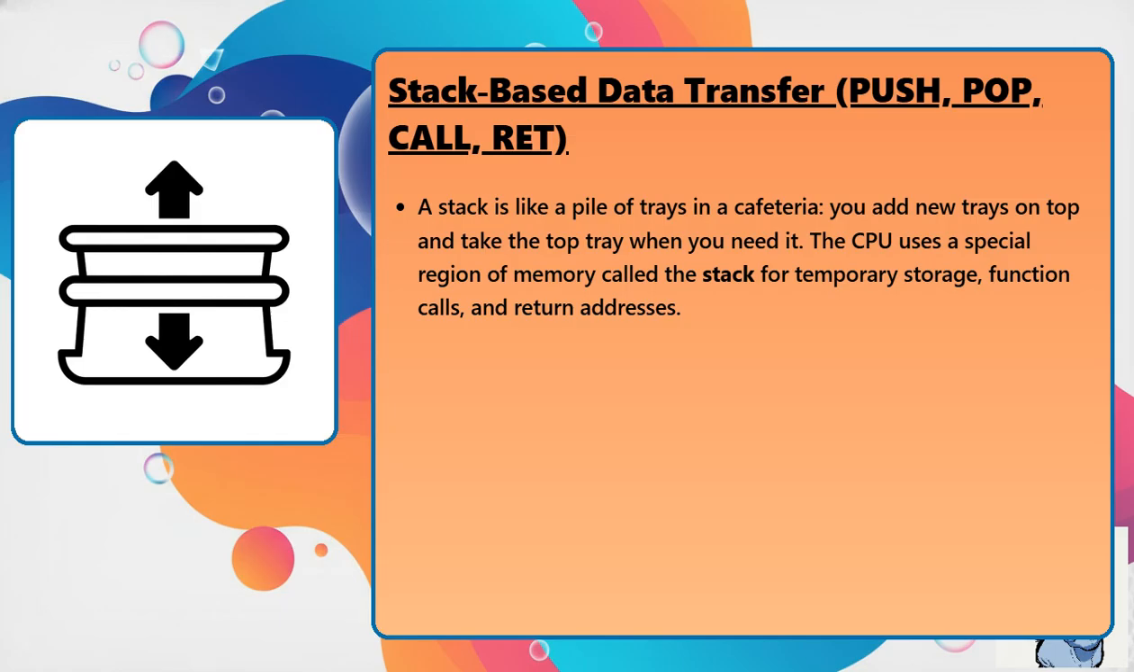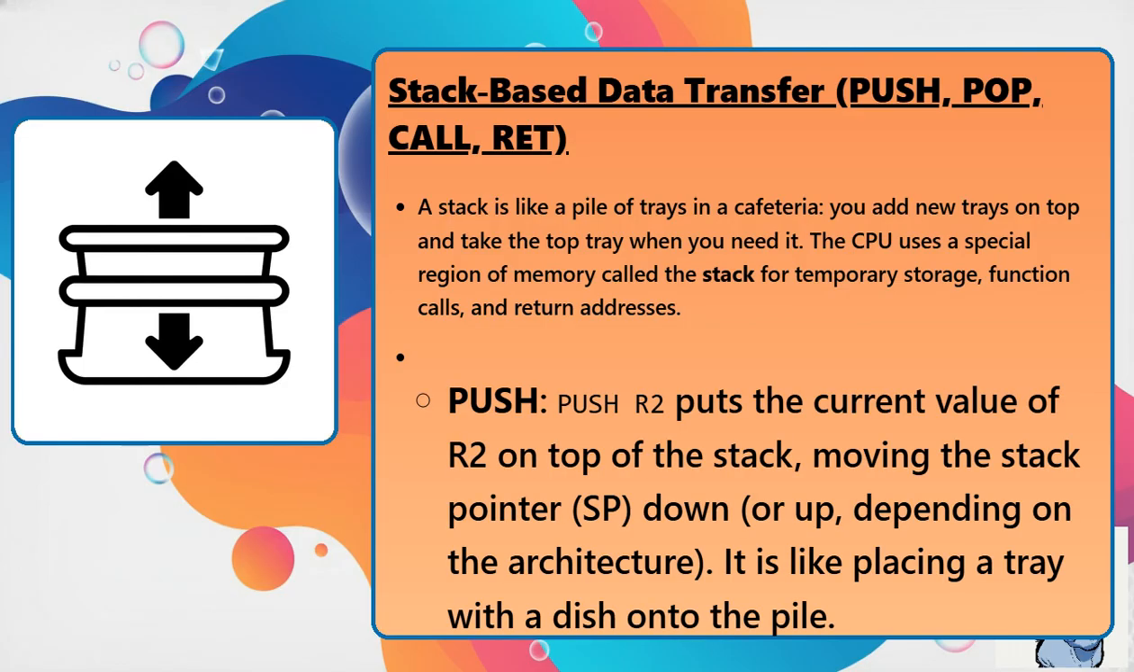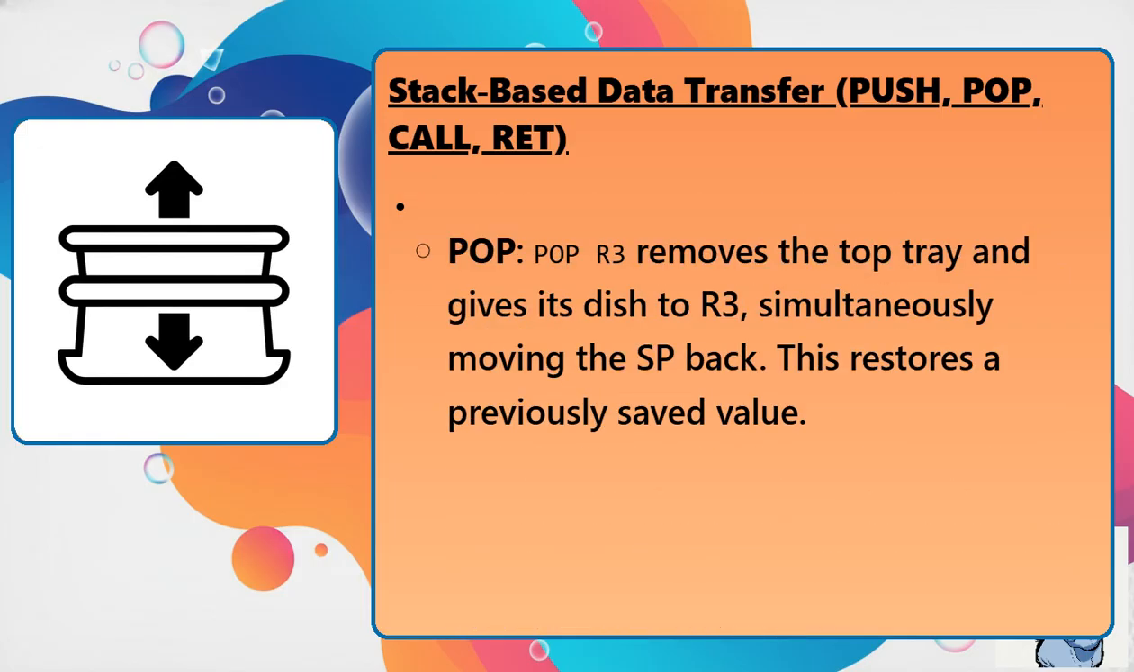A stack is like a pile of trays in a cafeteria. You add new trays on top and take the top tray when you need it. The CPU uses a special region of memory called the stack for temporary storage, function calls, and return addresses. PUSH R2 puts the current value of R2 on top of the stack, moving the stack pointer down or up depending on the architecture. It is like placing a tray with a dish onto the pile. POP R3 removes the top tray and gives its dish to R3, simultaneously moving the stack pointer back. This restores a previously saved value.